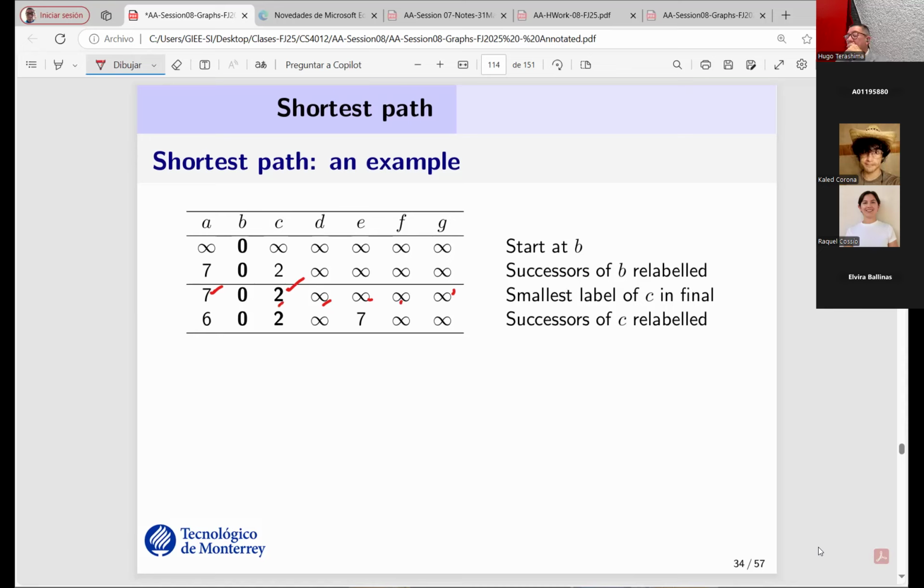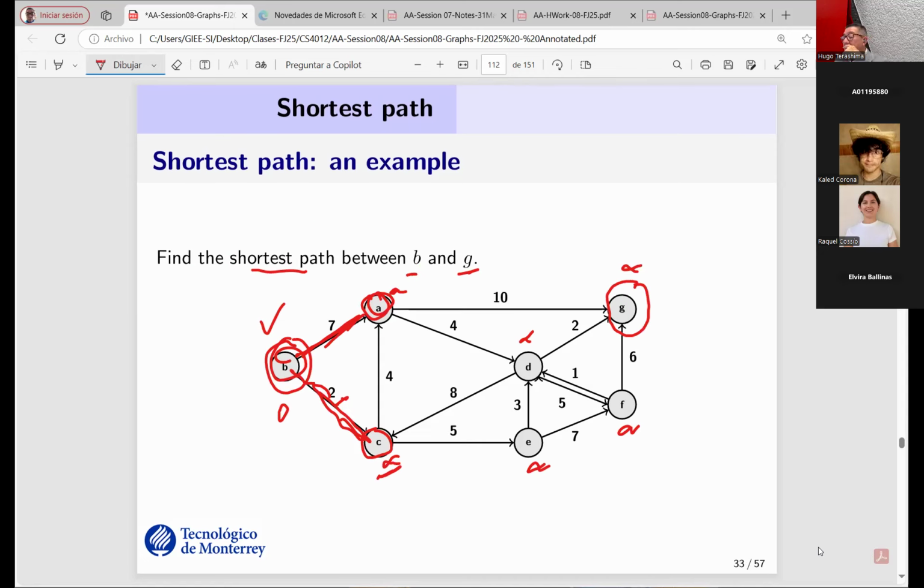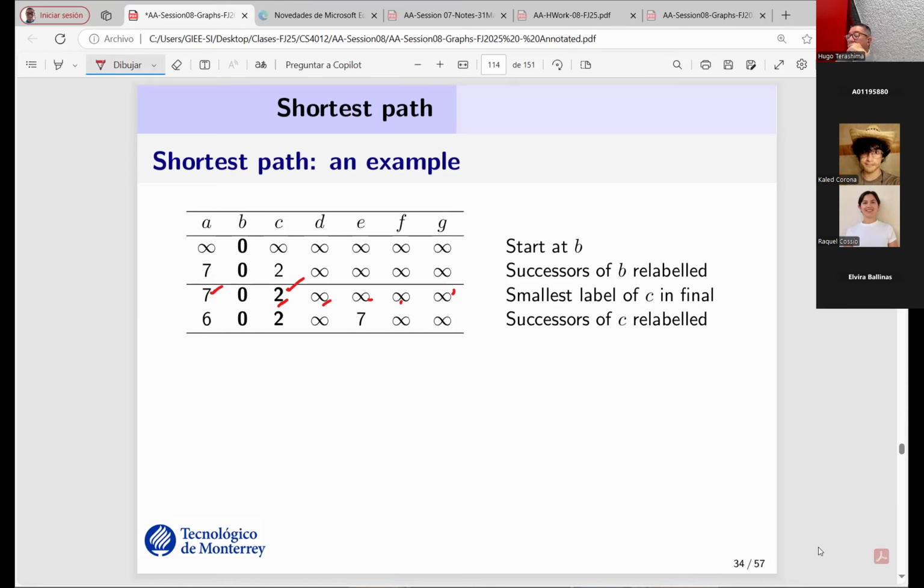So the nodes that are connected to C, let's see here. The ones connected to C are A and E, right? So this is going to be 2 plus 4, now it's 6 instead of 7. And this is infinite, and this is 2 plus 5 is 7, right? So those are the values that I have here, 6 and 7, right? And they are connected to C.